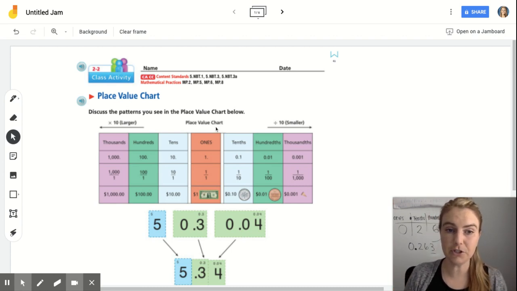Okay, so we have a place value chart here. In the first row, we have the names of each of the place values. So I'm going to say them out loud. And once I say them, I'd like you to repeat after me.